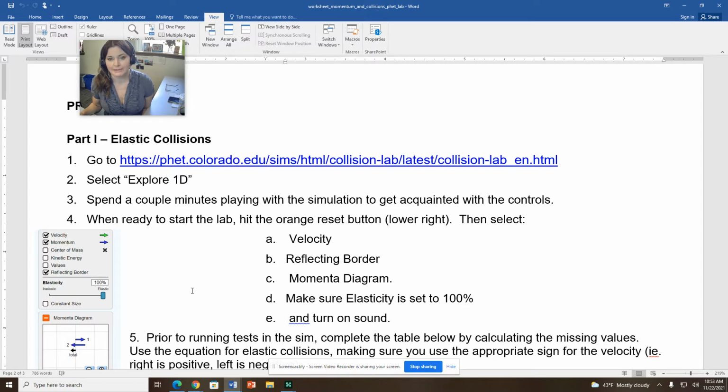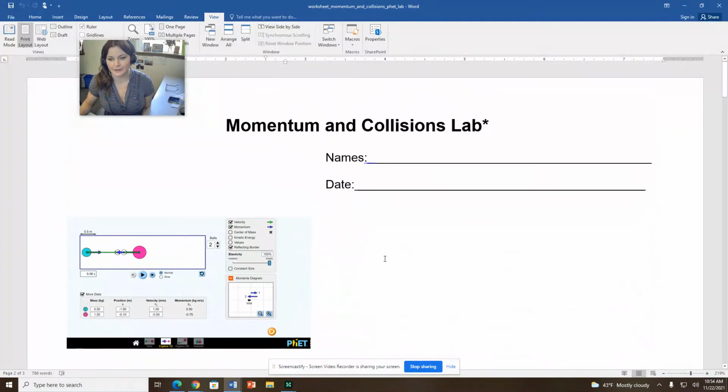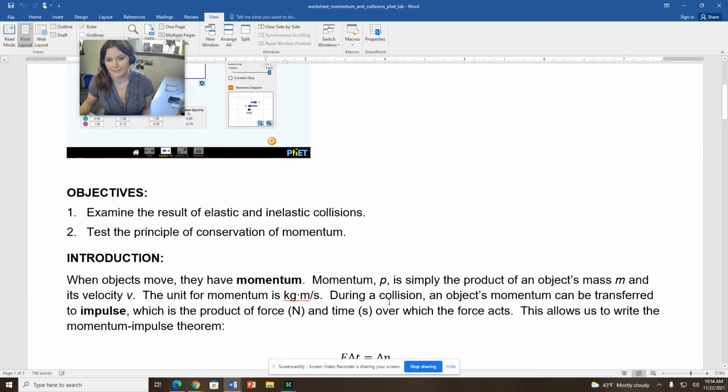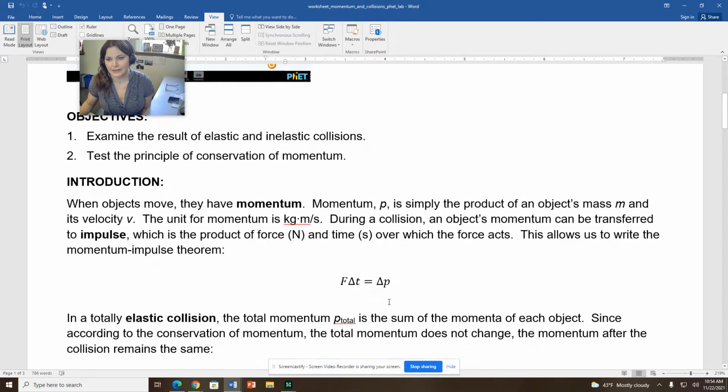So we are going to be looking at the collisions simulation. I've given you the link here. This is actually the worksheet that you will be filling out. It looks like this, and kind of gives you a picture of what the PhET application looks like. We are going to be looking at both an elastic and an inelastic collision. It starts off with an introduction explaining momentum and also explaining what impulse actually is and the impulse-momentum theorem, which is what we're learning about in this unit.